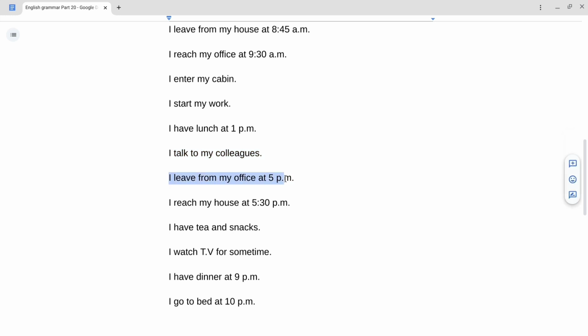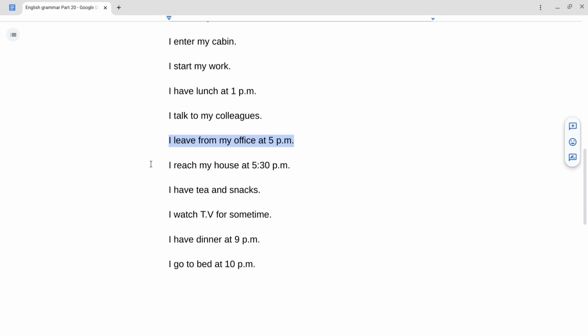I leave from my office at 5 p.m. So after your work from morning to 5 p.m., what do you do? You leave from your office. I leave from my office. That means you leave from one place and go to another. You want to go to your house. What do you do? I leave from my office. Leave is the action verb, or the first form of the verb, here.